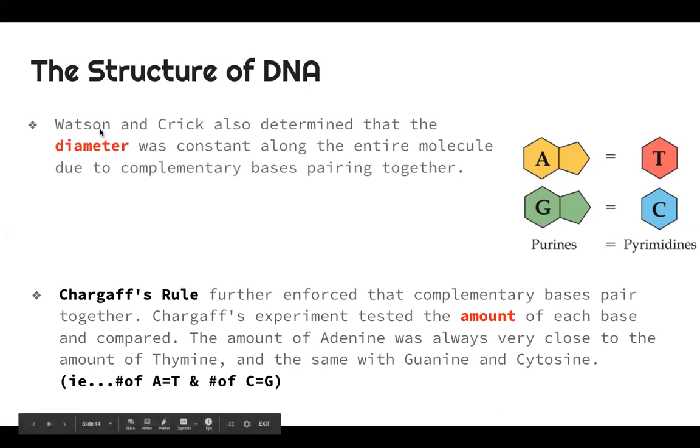And that is also because these are different sizes. So adenine and thymine have approximately the same diameter, and so they like to pair up together. The same with guanine and cytosine. They have approximately the same diameter, so they also like to pair up together. Adenine and guanine or adenine and cytosine, the sizes don't match, so they do not pair up. And the same with thymine and guanine or cytosine.